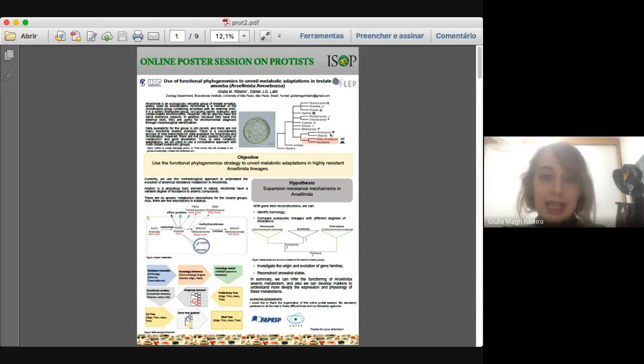And for this session today, I built this poster and I would like to walk through it with you. I will discuss how I'm using functional phylogenomics to understand metabolic adaptations in testate amoeba.